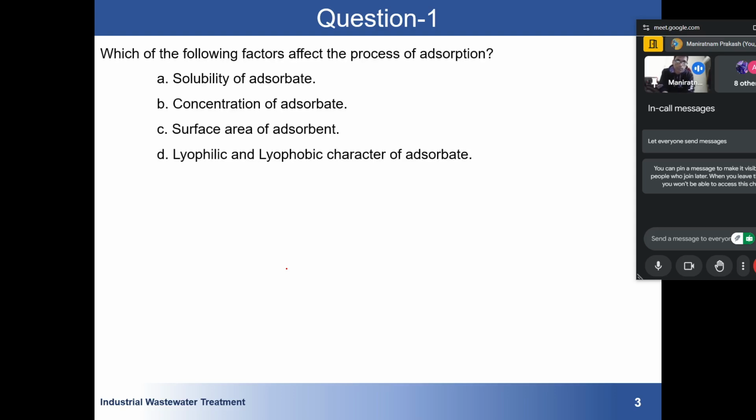So the first question is based on adsorption. I will give 1 minute for each and every one of you to respond to this question. Which of the following factors affect the process of adsorption? As it is asking which of the following factors, it is a multiple correct question. One or more than one option might be correct. So please read the question and try to answer it. It's 6:09. I will wait until 6:10, and then I will discuss its solution.